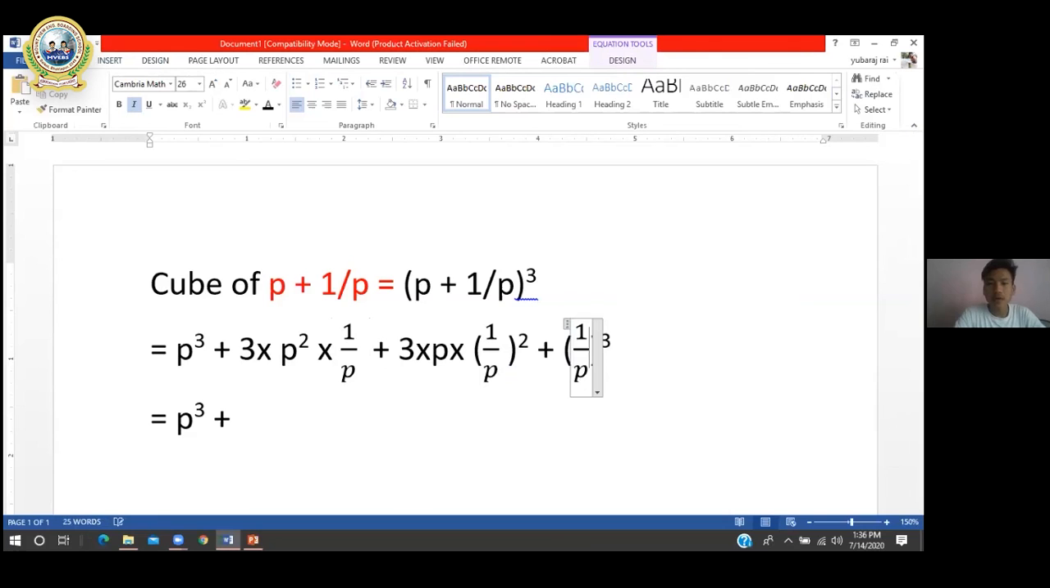So p squared is now being divided by p. You see here p squared is in the multiplication, and p is in the division. So when dividing, the powers are subtracted. So all you have to do is subtract the powers.